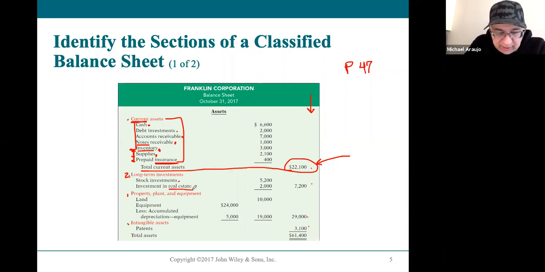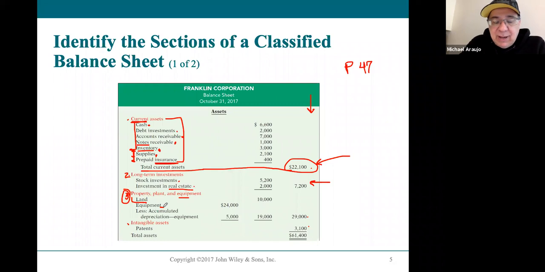And again, if I bought a building and I'm not using the building right now, it's also a long-term investment. Okay. Long-term investment total is 7,200 here. Property, plant, and equipment. These are tangible assets that I'm using in the business right now. So property refers to land. And again, we have equipment that's listed here as well. This is all long-term. These are long-term assets that are going to be used for a number of years.